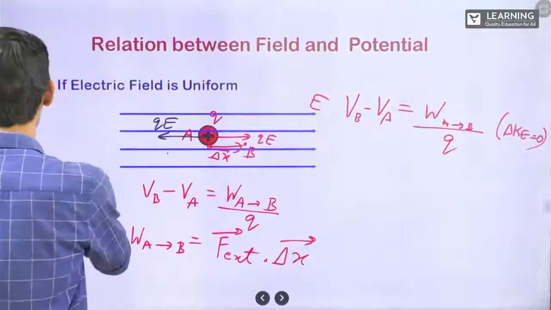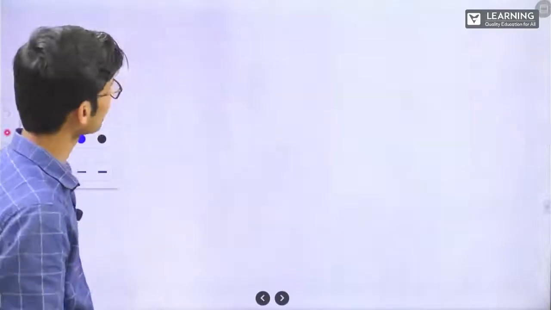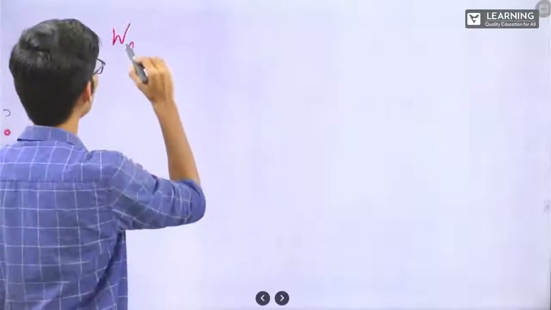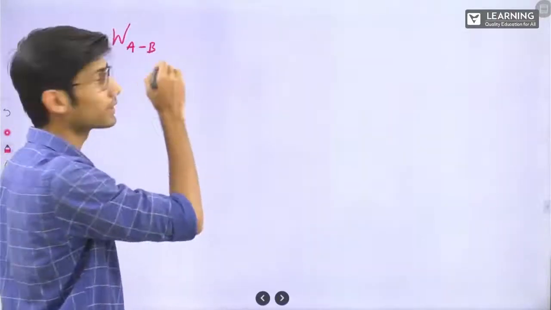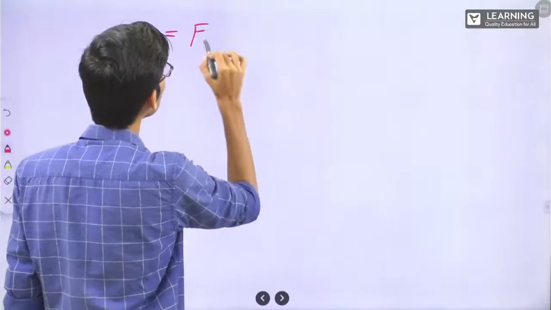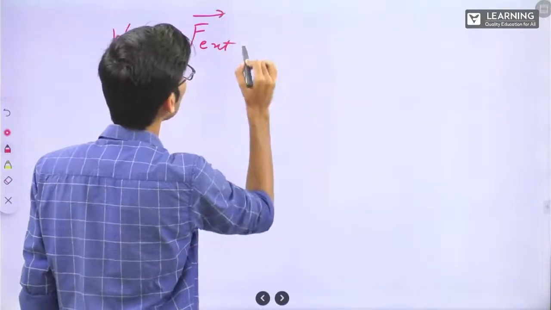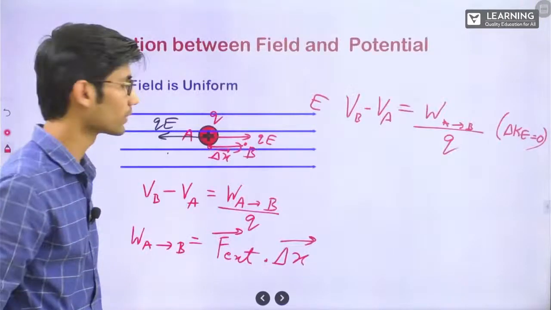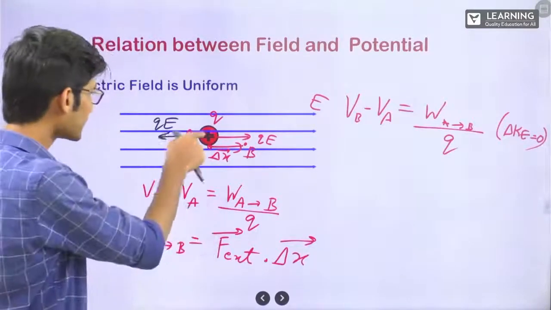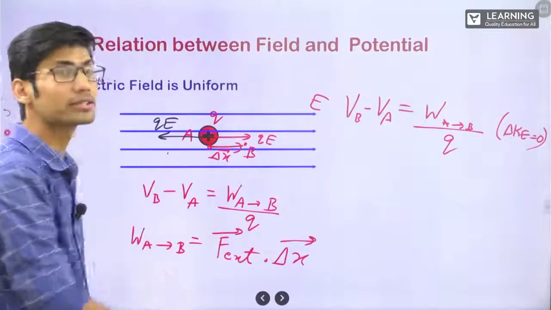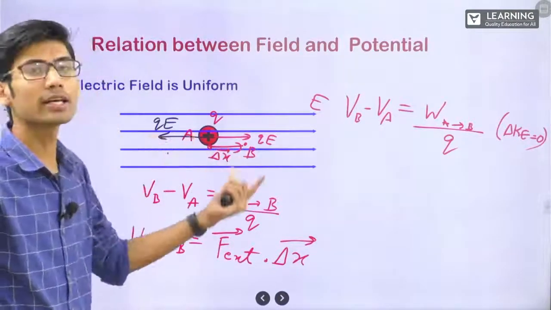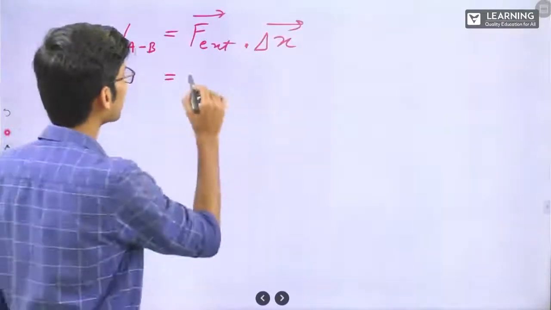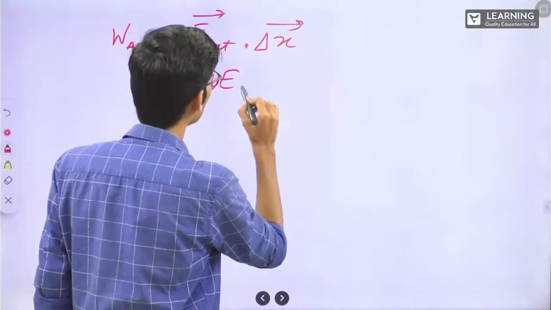Now here, if I want to write work done from A to B by external agent, this will be force by external agent dot delta x. Now see, delta x direction is in this side and this force by external agent is opposite side. So this I will take negative, this I will take positive. Minus QE into delta x, correct? Minus QE dot delta x.